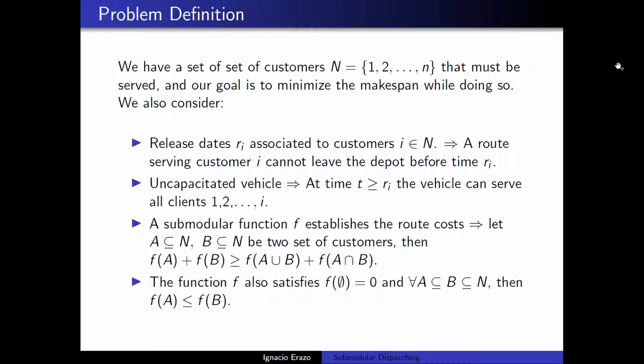So, we have a set of n customers that must be served, and our goal is to minimize the makespan while we do it. Each customer has a release date, which means that any route serving them must leave the depot after that time. Also, we have one vehicle and it's uncapacitated, so the vehicle can serve all clients at the same time if needed. A submodular function F establishes the route costs, and it's also a monotone function, and it has a value of 0 if no customer is being served.